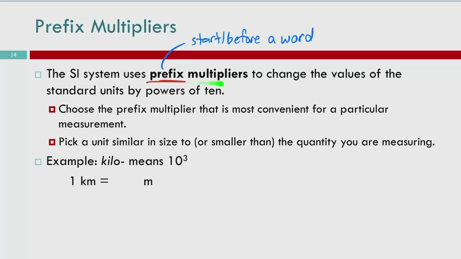And since they all use the same prefix multipliers, you don't have to memorize a bunch of unrelated conversion factors. So when we're using prefix multipliers, we often want to choose a prefix multiplier that's convenient for a particular measurement.